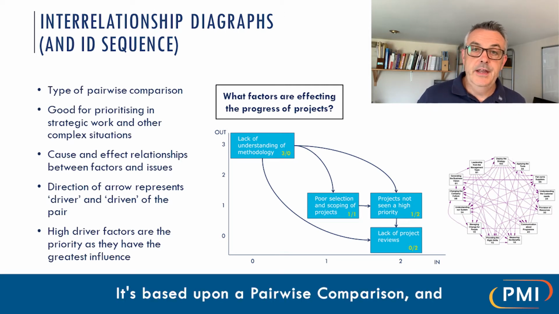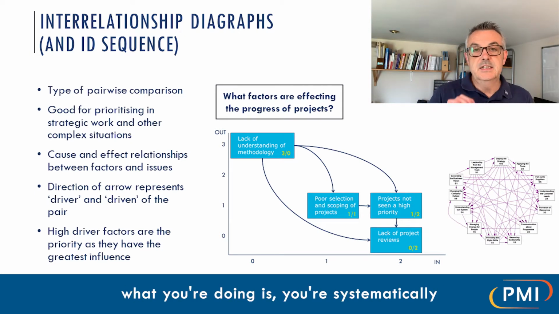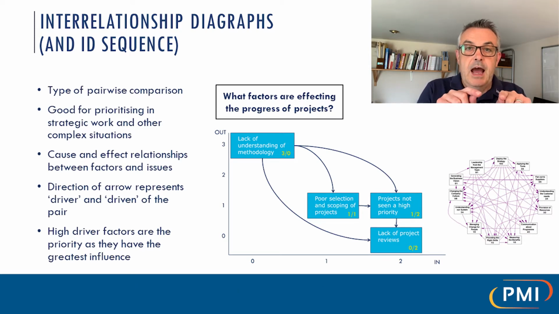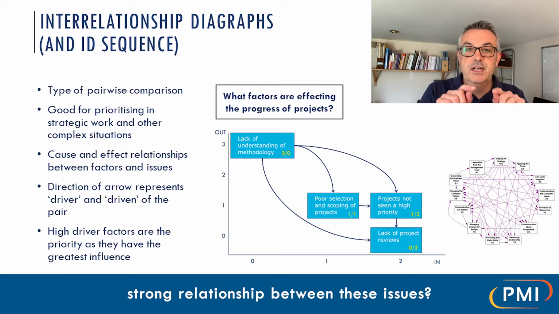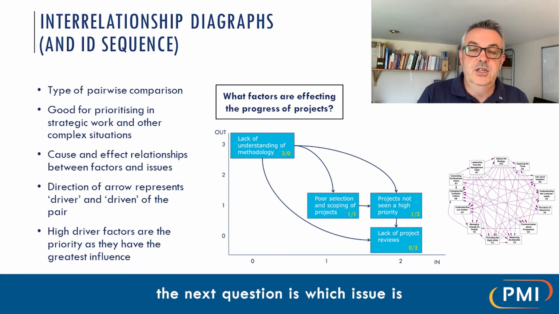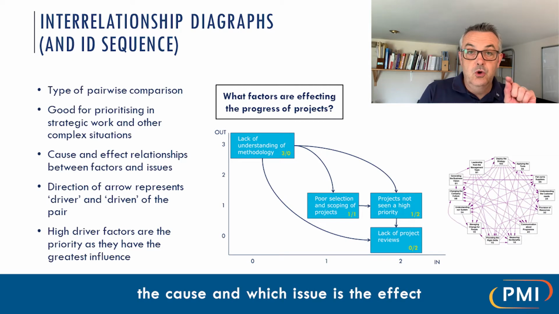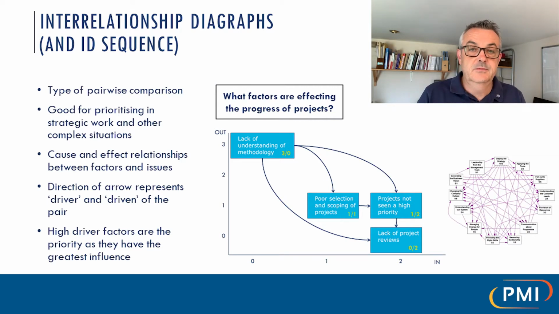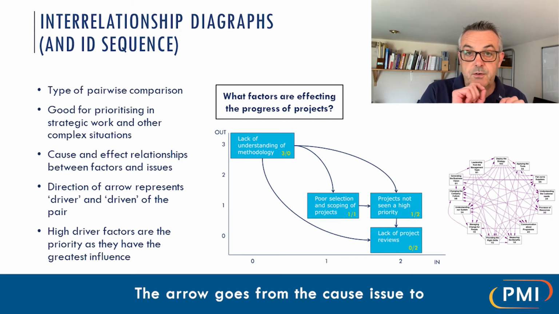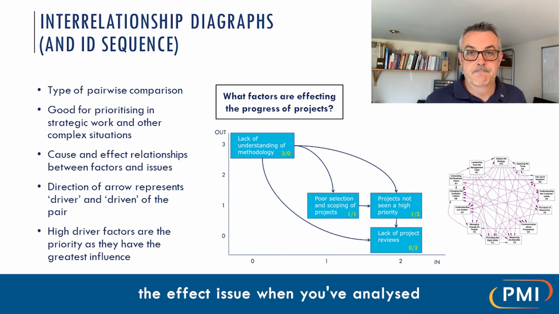It's based upon a pairwise comparison, and what you're doing is systematically looking at each pair of items, issues, and you're asking the question, is there a strong relationship between these issues? If there is a strong relationship, then the next question is, which issue is the cause and which issue is the effect? And you use an arrow then to denote it. The arrow goes from the cause issue to the effect issue.